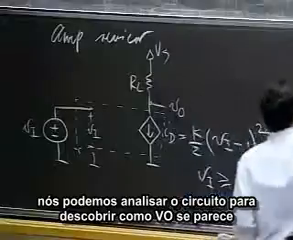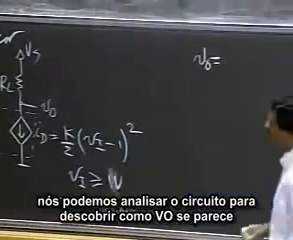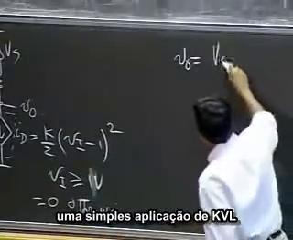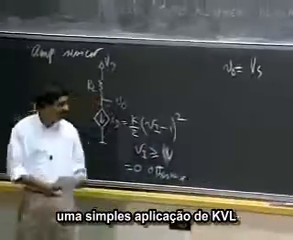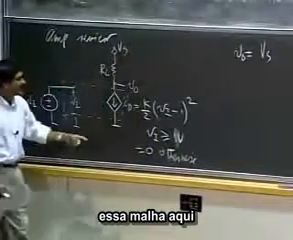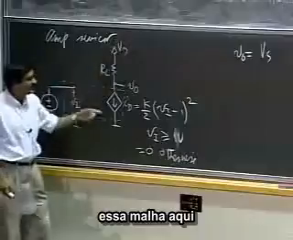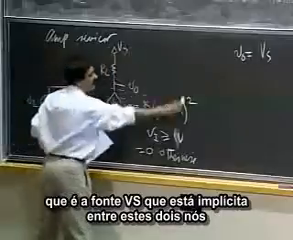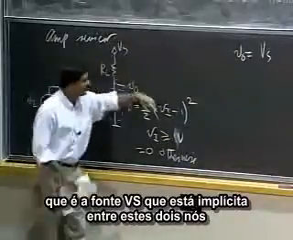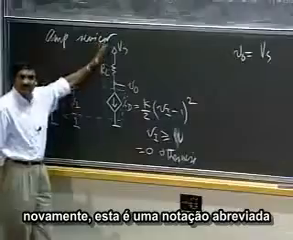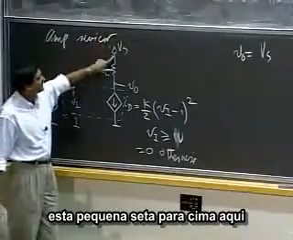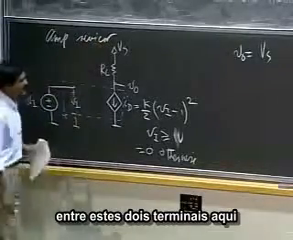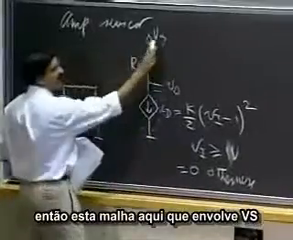So we can analyze the circuit to figure out what VO is going to look like. A simple application of KVL at this loop here. When I say this loop, I'm pointing at the VS source that is implicitly across these two nodes. This is a shorthand notation where this little up arrow implies that I have a voltage source connected between these two terminals. And so there's a loop here that involves VS.